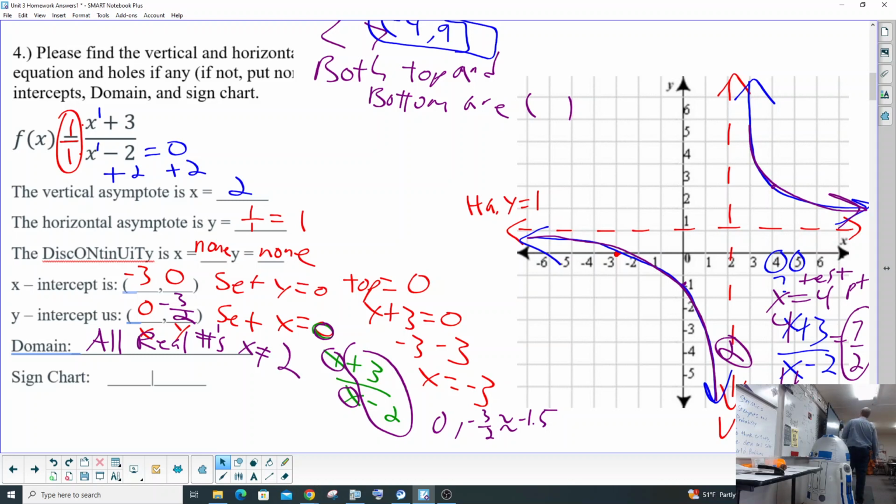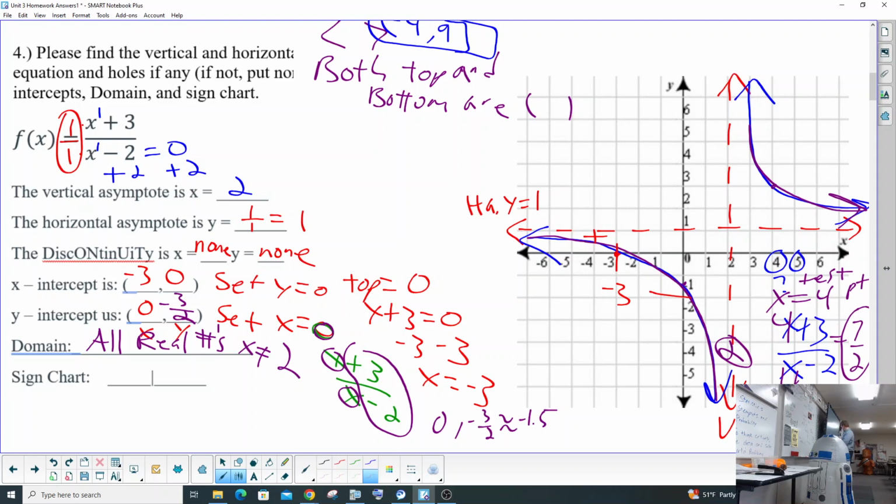Do you remember how to do the sign chart? Sign chart, here we go. So where is it below the x-axis and where is it above the x-axis? Uh-oh, wait a second, this just tricked me, because we have an x-intercept at negative 3. So technically, I know it's below the asymptote, but it is above the x-axis and then below the x-axis.